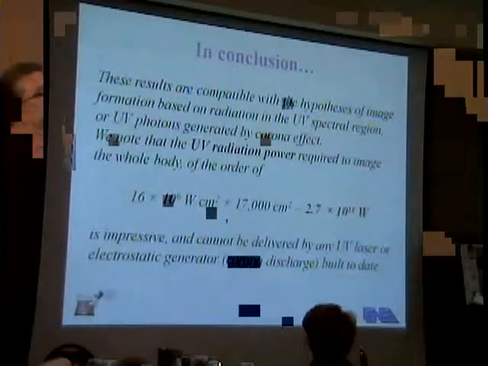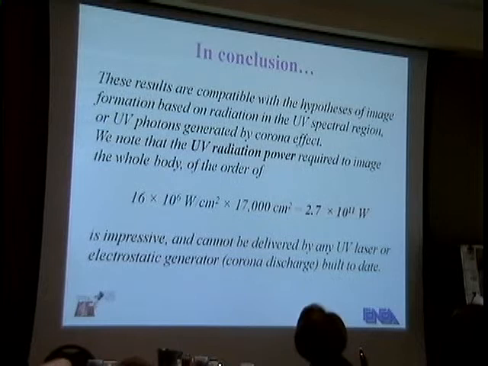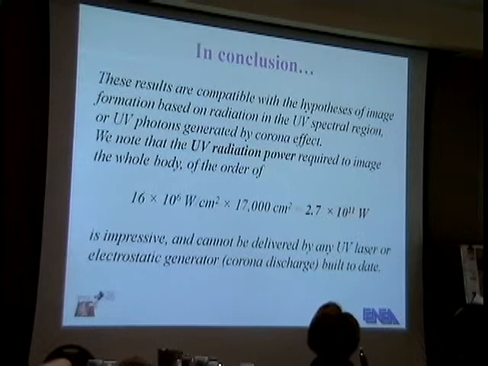These results are compatible with the two hypotheses of image formation that have been formulated in the past. One is based on the radiation in the ultraviolet spectral region. The other is ultraviolet photons generated by corona effect. But we have to point out that in any case, the total UV radiation power that is required to image the whole body is an impressive number. It's here. It's 2.7 times 10 to the 11 watt. And I can tell you that there doesn't exist any laser in this world that is able to deliver such high intensity, or say electrostatic generator for the coronal discharge.